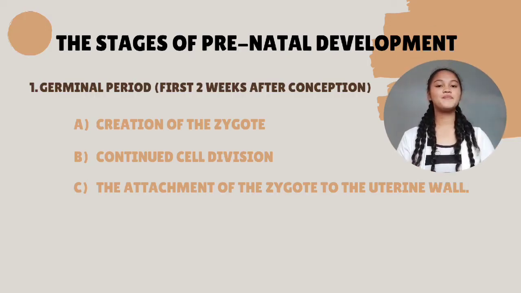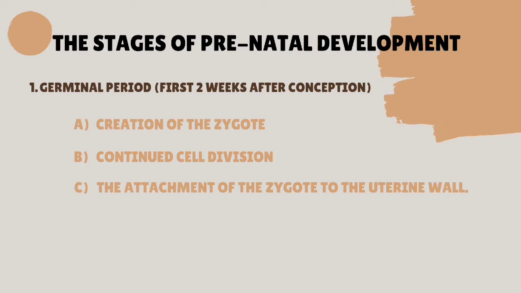The first period of prenatal development is the germinal period. The germinal period is the first 2 weeks after conception. So this includes the creation of the zygote, continued cell division, and the attachment of the zygote to the uterine wall. To further understand this period, let me give you details of development during this period.